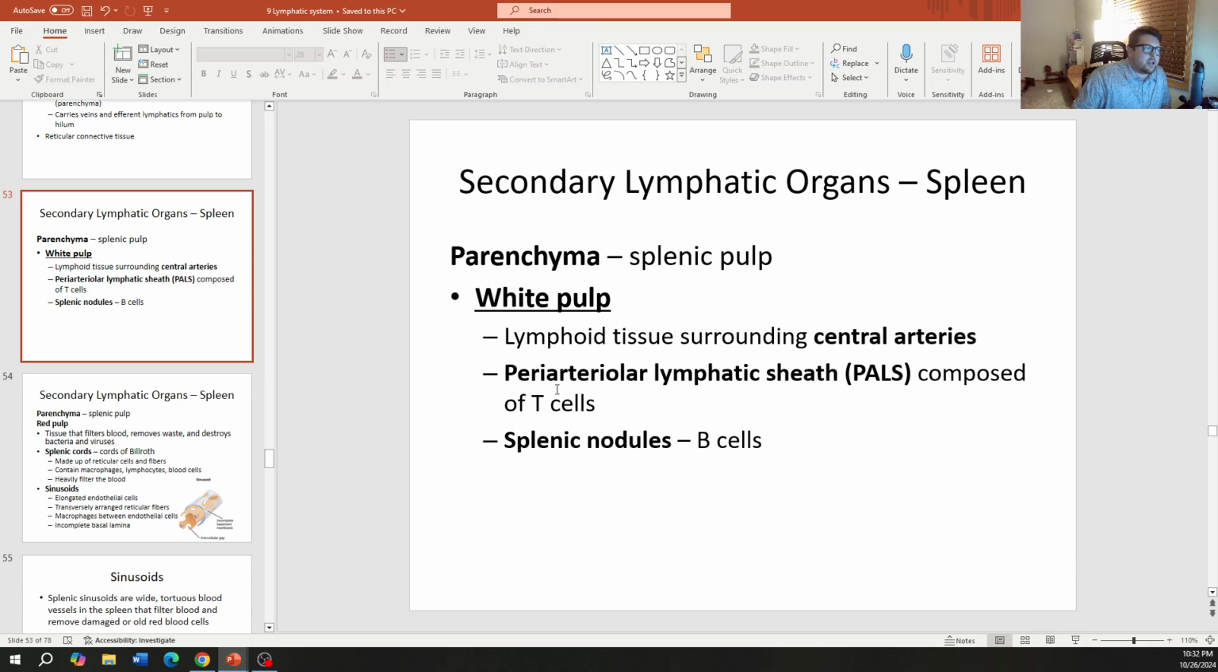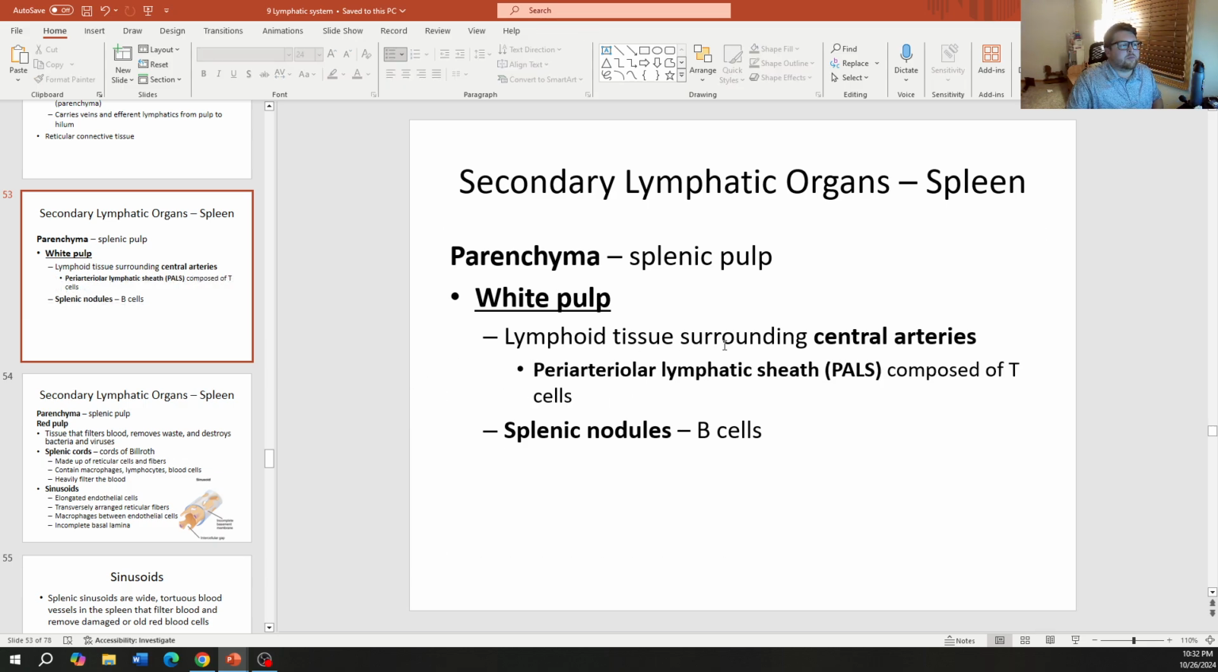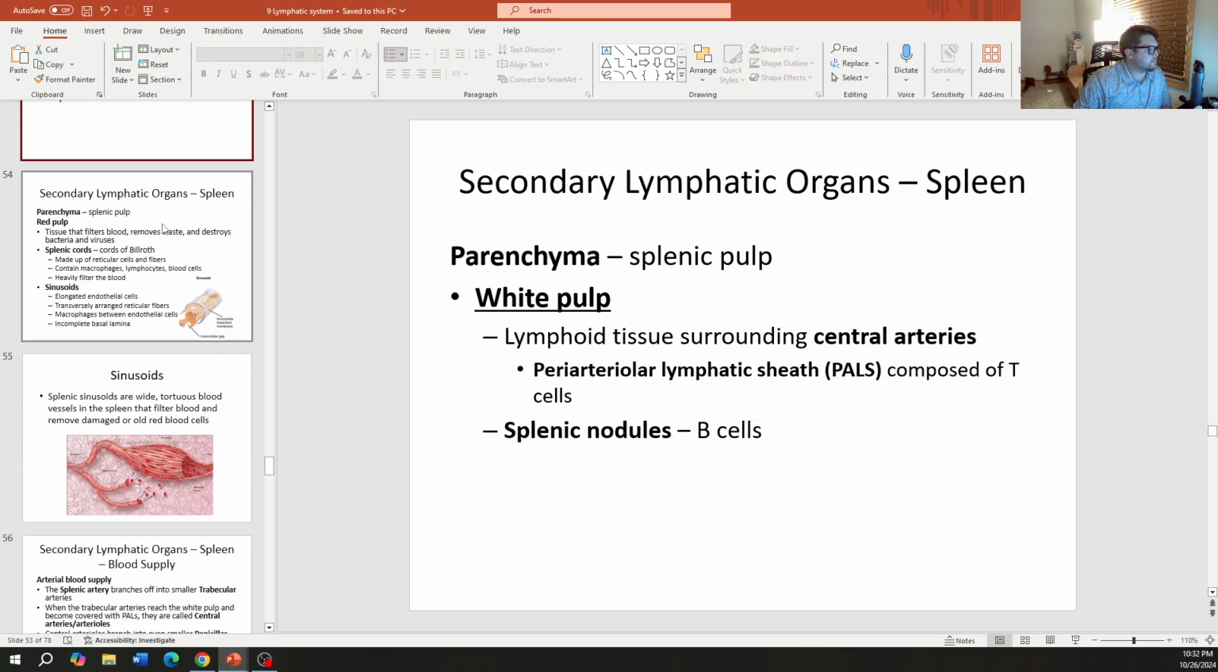There are periarteriolar lymphatic sheaths, or PALs, composed of T cells. And actually, technically, this should be indented like this. So that lymphoid tissue that surrounds it, there is a periarteriolar lymphatic sheath. So it's essentially this coating, made up of T cells, that surrounds these arteries in the parenchyma of the spleen. And then you also have these splenic nodules, or nodes, that are full of B cells.